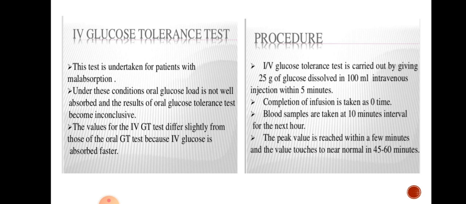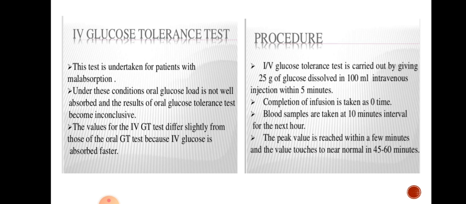IV glucose tolerance test. This test is undertaken for patients with malabsorption. Under these conditions, oral glucose load is not well absorbed and the result of the oral glucose tolerance test becomes inconclusive. The values for the IV GT test differ slightly from those of the oral GT test because IV glucose is absorbed faster. So what is the procedure?